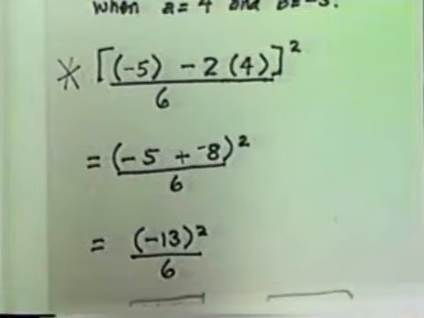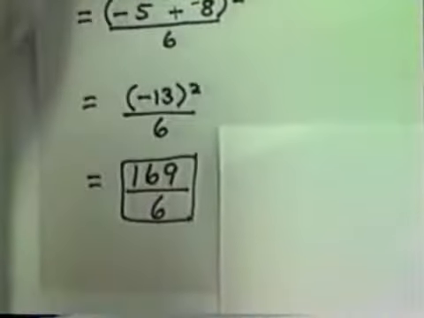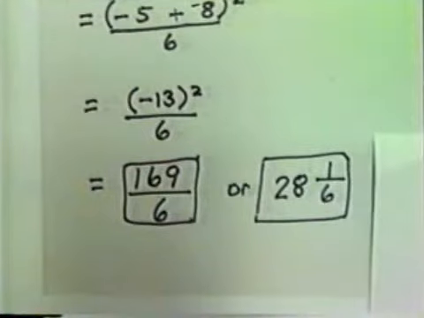And so our answer is 169 divided by 6, or, if you like mixed number form, 28 1/6. And so the final result is 169/6, or 28 1/6.